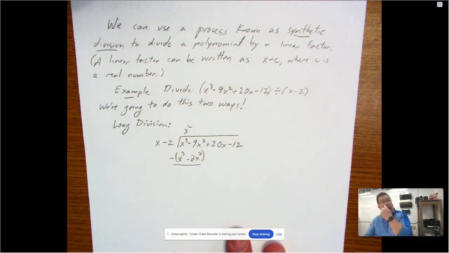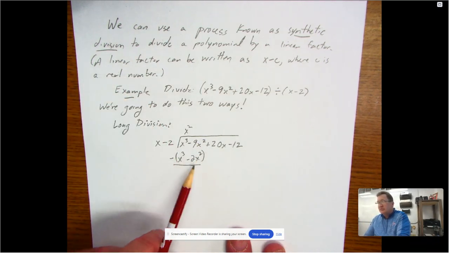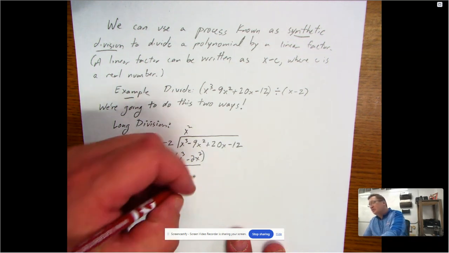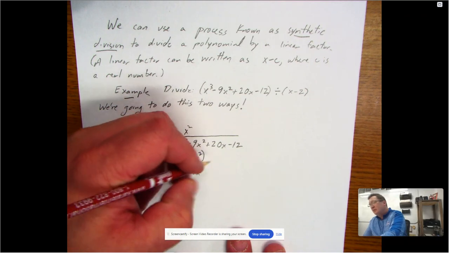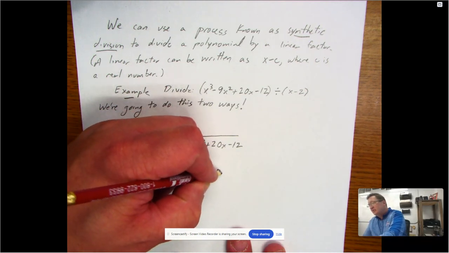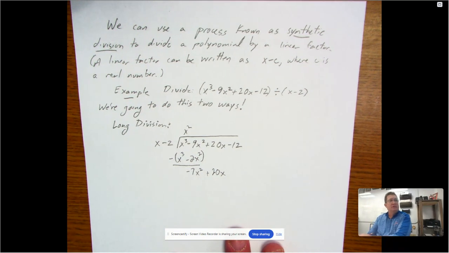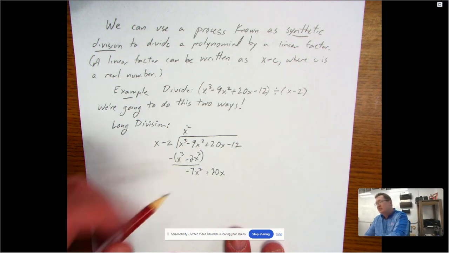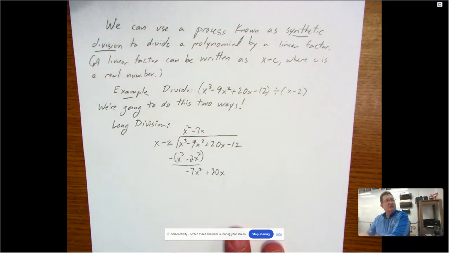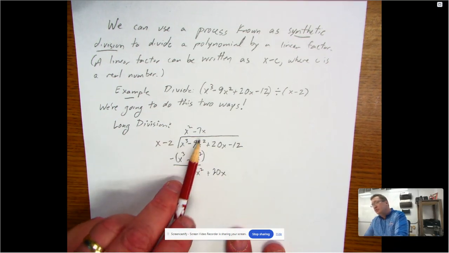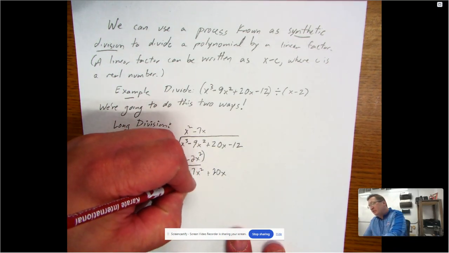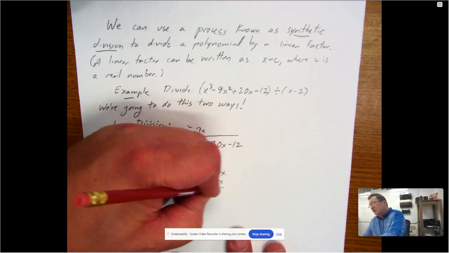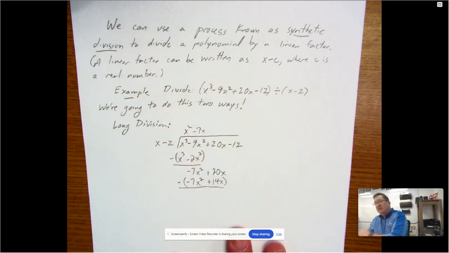And you subtract. And when we subtract, we got to make sure we put this in parentheses. We have negative 9x squared minus a negative 2x squared. And so that would be negative 7x squared. And then we would bring down this plus 20x, just like you do in long division with numbers. Now, x times something is negative x squared, is what we ask. And x times negative 7x is negative 7x squared. And we multiply negative 7x times x minus 2. And we get negative 7x squared plus 14x. And again, put it in parentheses and subtract.